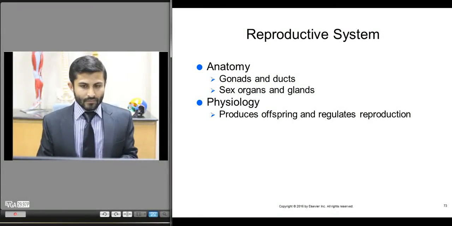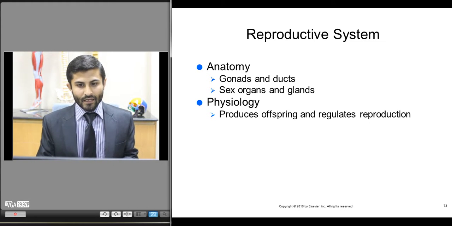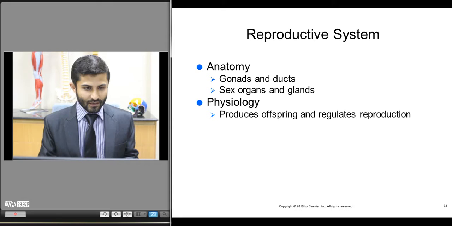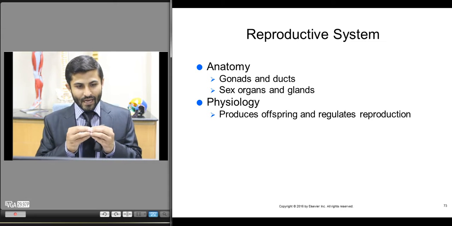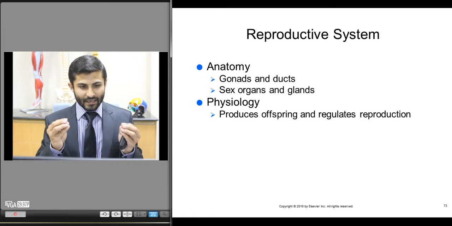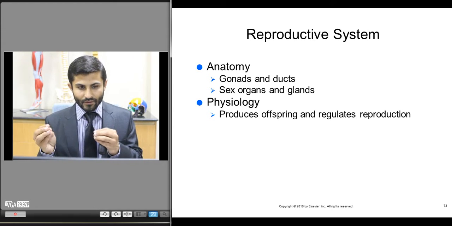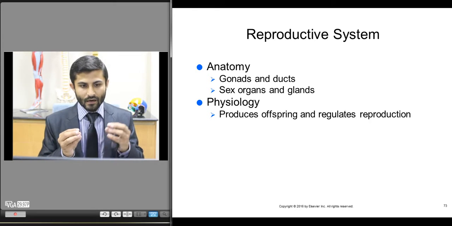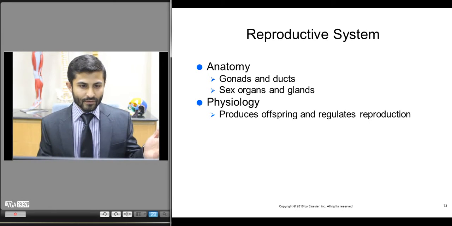And the reproductive processes: in the reproductive system, anatomically we have gonads and ducts, sex organs and glands, and physiologically they are responsible for the production of offspring and regulate reproduction. It is very surprising that when there is zygote formation, the sperm and the egg get fused. Half of the chromosomes come from the father and half from the mother, and this is how they become equal, 50% from each.